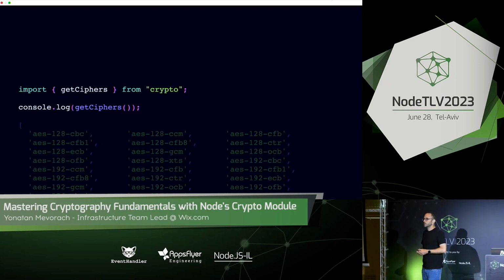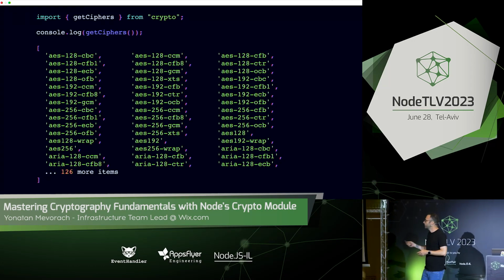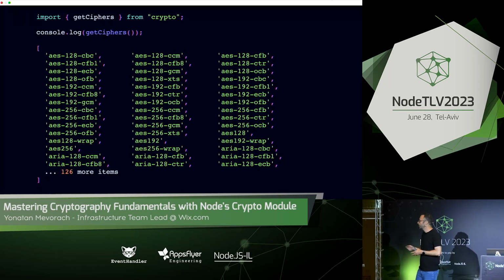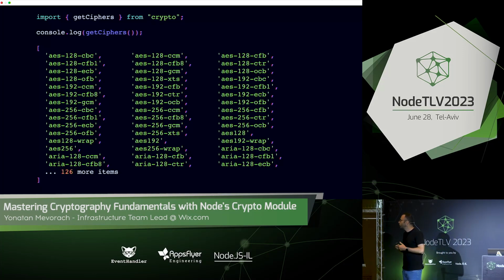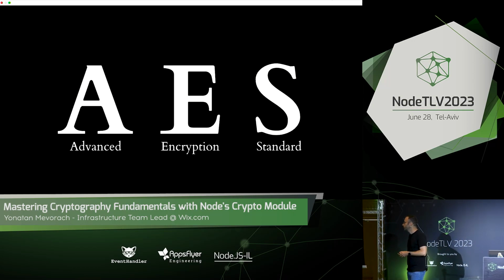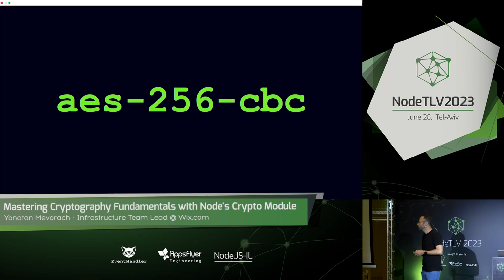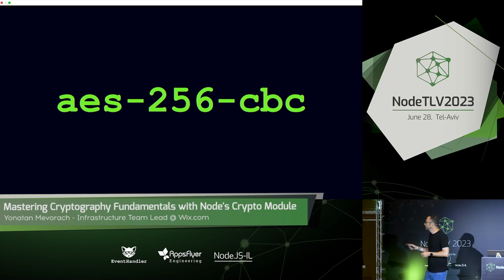So this is the getCiphers function. And as the name suggests, it returns a list of all of the cryptographic algorithms that are available on your machine. For example, on my machine, it returns 171 different algorithms that I can use. In our example today, we're going to take a look at AES, which stands for Advanced Encryption Standard, which is a widely used standard. Specifically, we're going to use AES 256 CBC. 256 stands for the length of the key in bits, and we'll talk about CBC in a second.